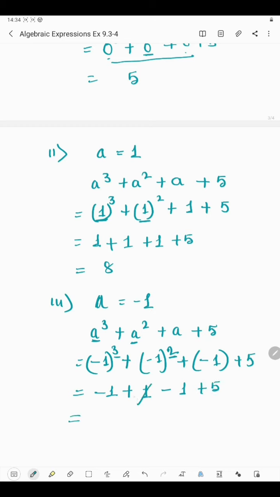Now here this plus 1 and this minus 1, since they have the same value but opposite sign, they will be cancelled. So minus 1 plus 5. So 5 minus 1 is 4. And since 5 is greater than 1 and the sign of 5 is positive, the answer will be positive.